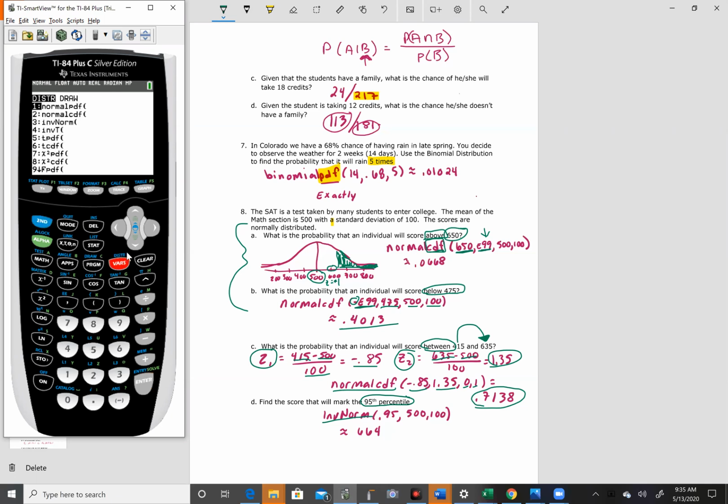So what we're going to do is go under distribution 3, inverse norm, because it gave us the area. So the area is 95% or 0.95. You can't use percents in the calculator. And then I'm going to change this to be 500 and this to be 100. And we get approximately 664.48, but since scores are discrete values in the SAT, we're just going to use 664. We'll round that down.